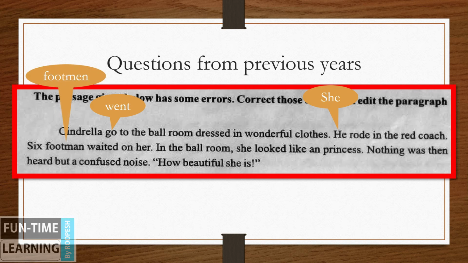And footman is singular. We need the plural of that noun here. 6 footmen waited on her. In the ballroom, she looked like a princess. And finally, we have he rode in the red coach. He rode in a red coach is correct here. And these are the mistakes that were made here in this passage.